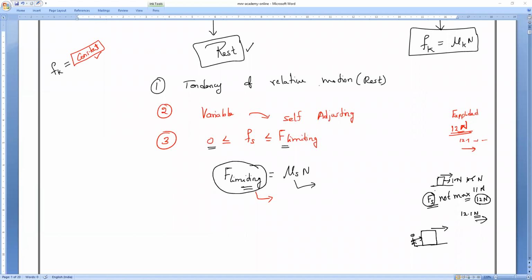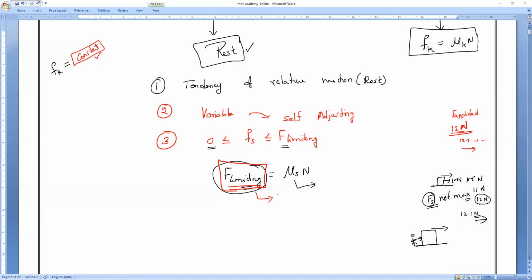Once the body starts moving, do you need to apply more force or less force? Less force. Once it overcomes the transition from rest to motion, at that peak point only, maximum friction is present. What friction do we call that, everybody? We call it limiting friction.